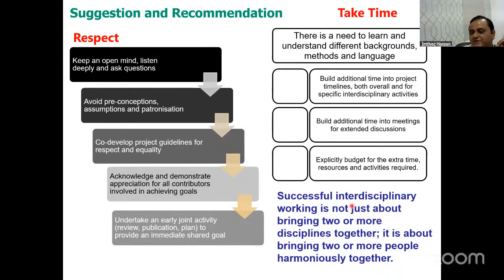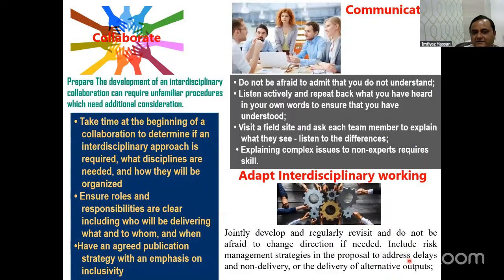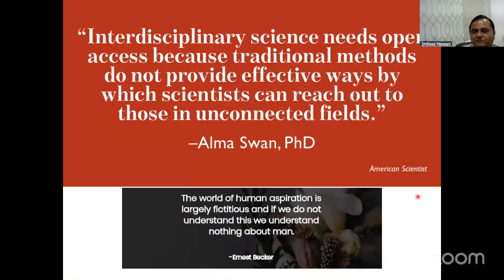And successful interdisciplinary working is not just about bringing two or more disciplines together. It is about bringing two people harmoniously together. By heart, they should come together. If you want to become interdisciplinary, you have to collaborate, you have to communicate, and adopt interdisciplinary thinking. So with these words, I am closing my lecture.